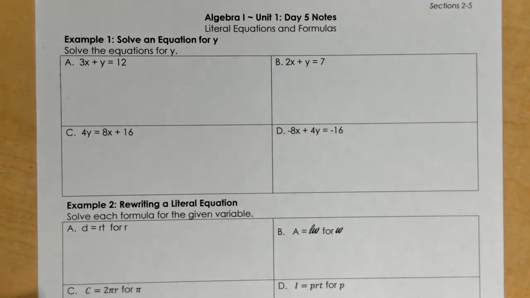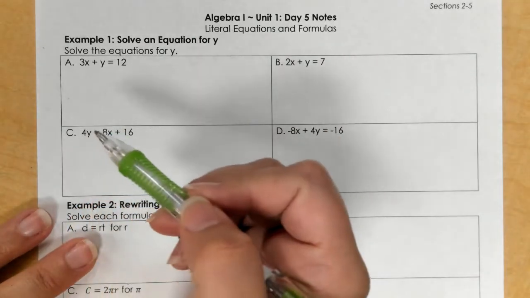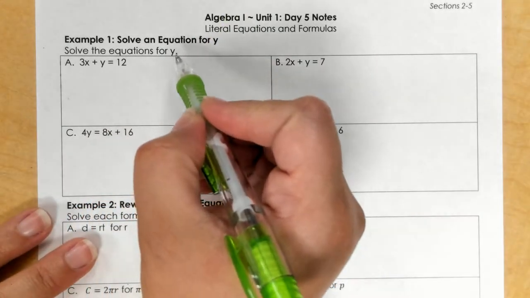For Unit 1, Day 5 notes, this is over literal equations and formulas. So the main idea is that you are going to manipulate an equation to get a variable by itself. Manipulate means change, and variable is a letter. So we're going to change the equation to get a letter by itself. And in this case, we're going to get y by itself.